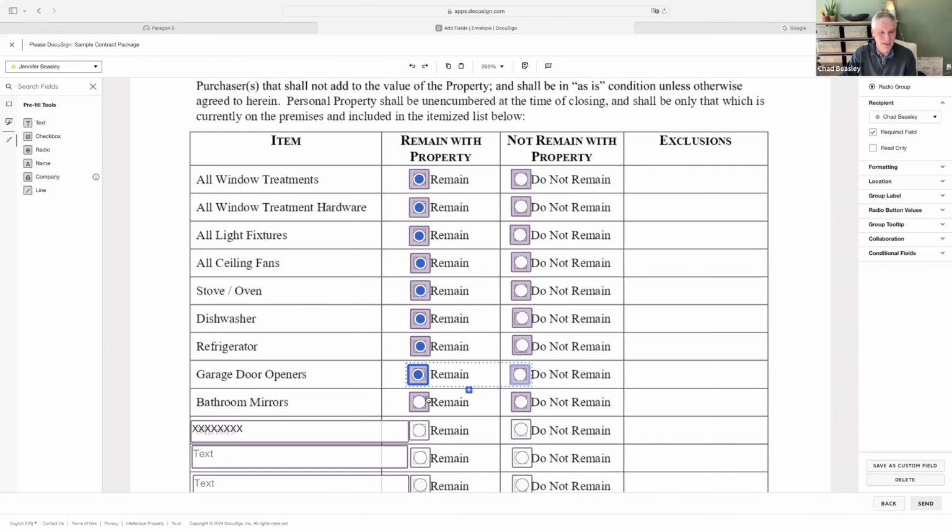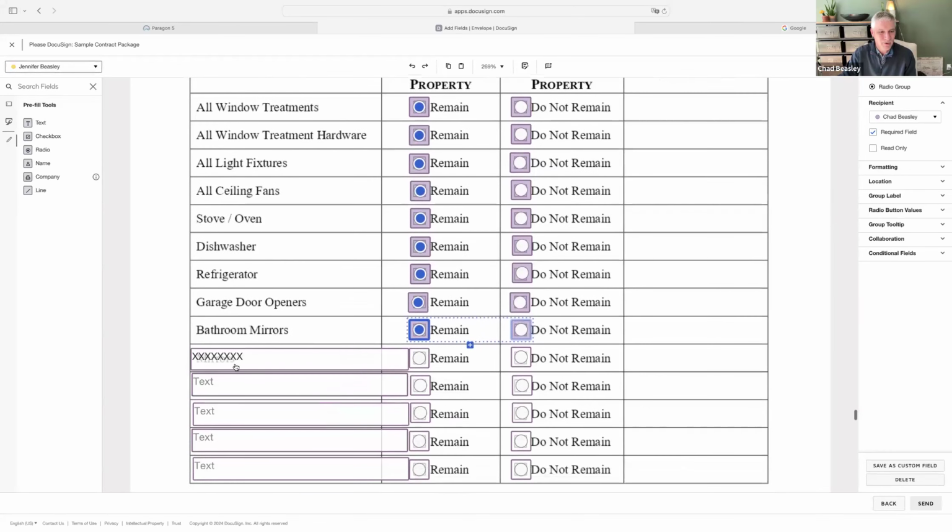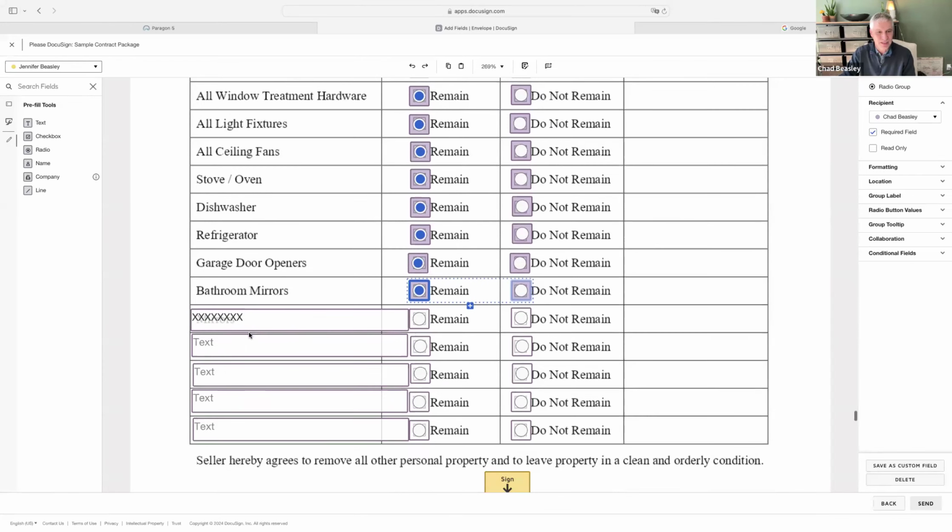Garage door openers, if that applies, bathroom mirrors. This particular form has mirrors on there again. I don't know why, so I just crossed that out so it's not confusing. And then you could add in other things, patio furniture on the back deck, the gas grill, I don't know, washer and dryer, whatever else they're asking for there, and check that it remains.